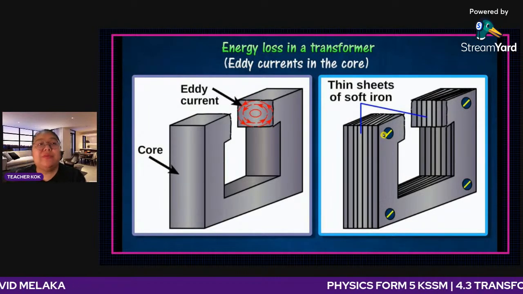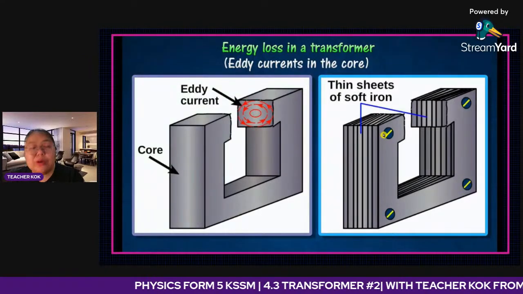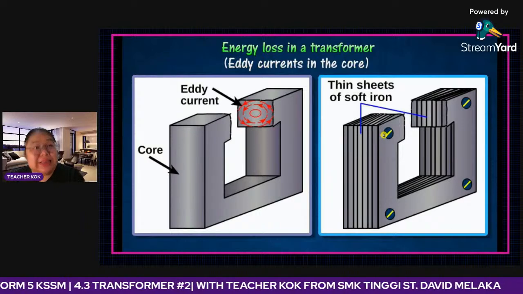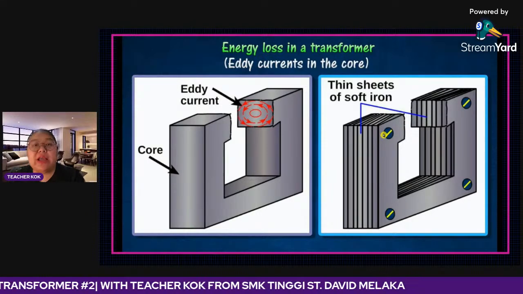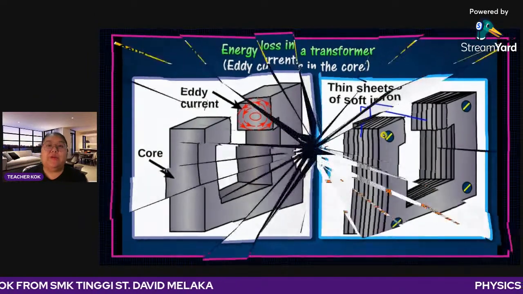Okay, so this one current we call Eddy current. The Eddy current is produced when there is a changing magnetic flux. When they are produced, they produce what? They produce heat. So this one we call the Eddy current in the core. Okay, then we go to number 3.